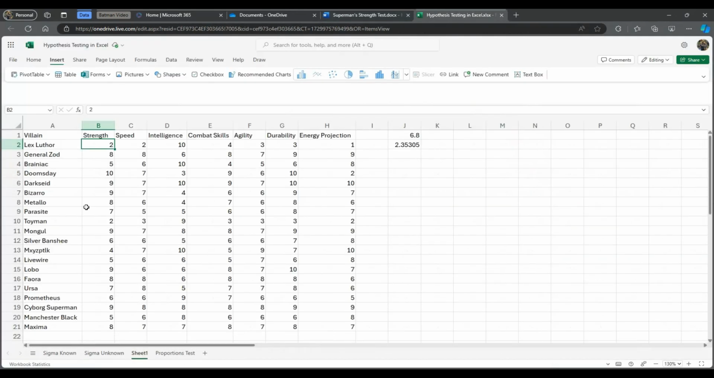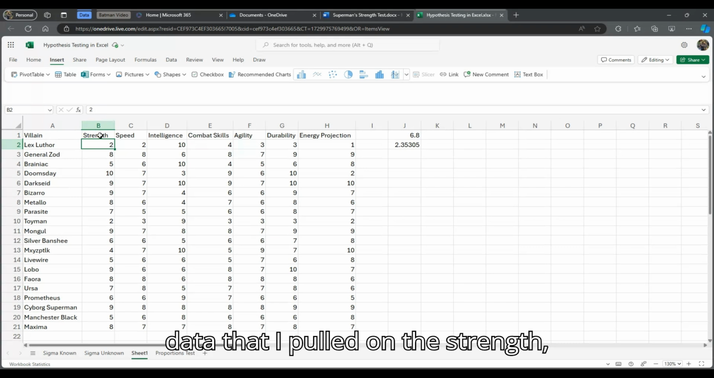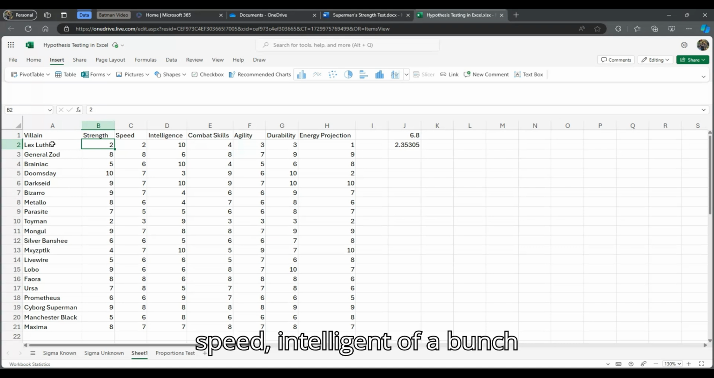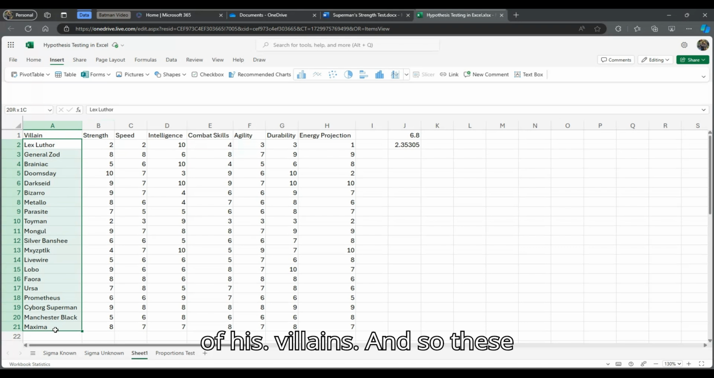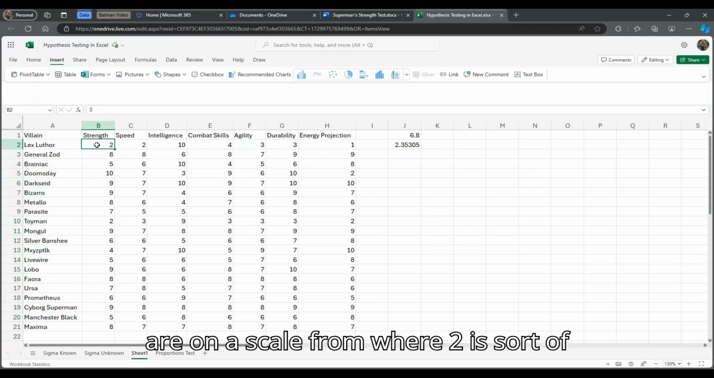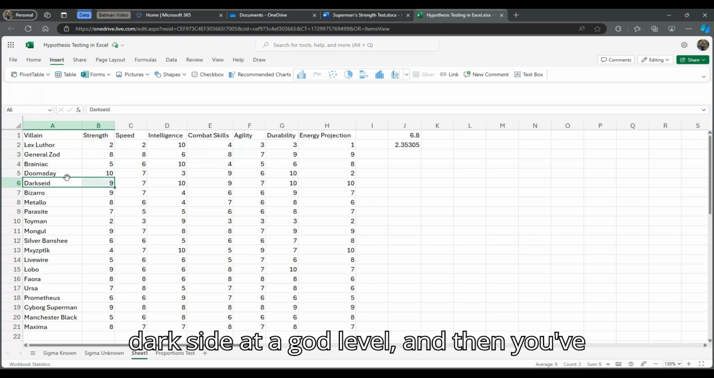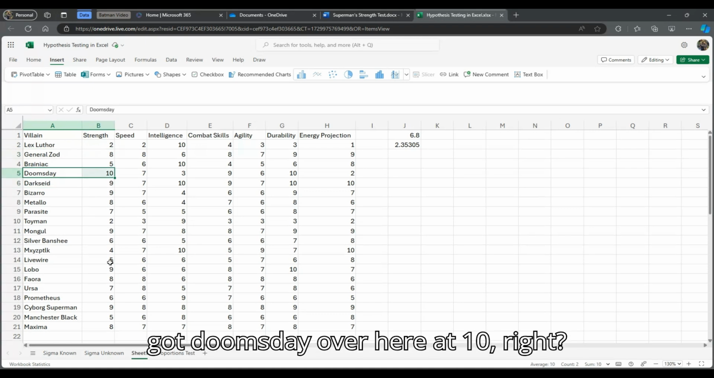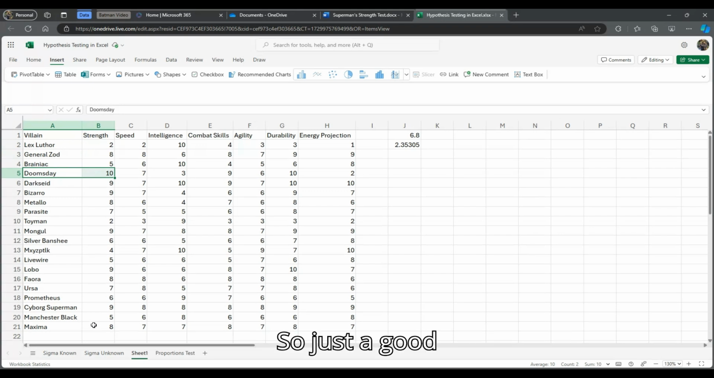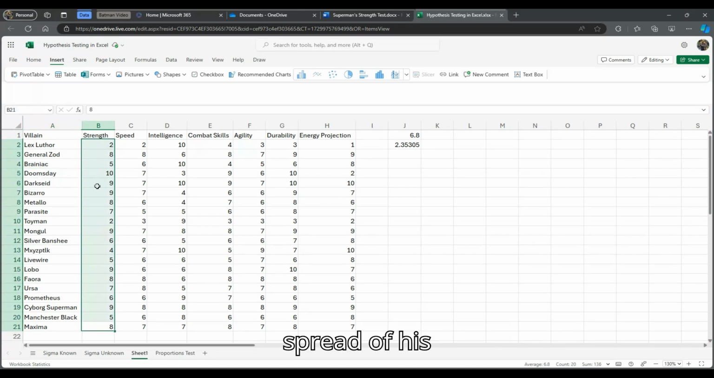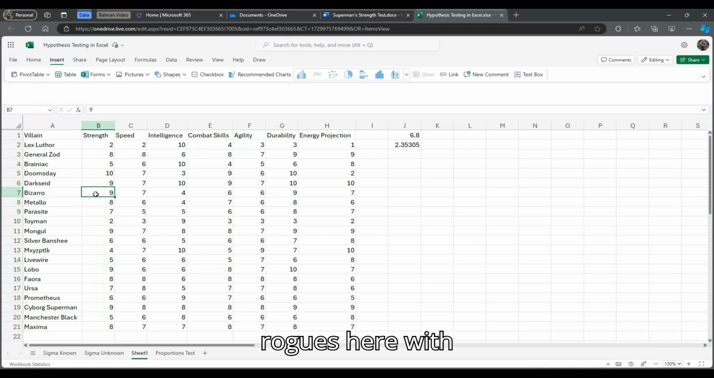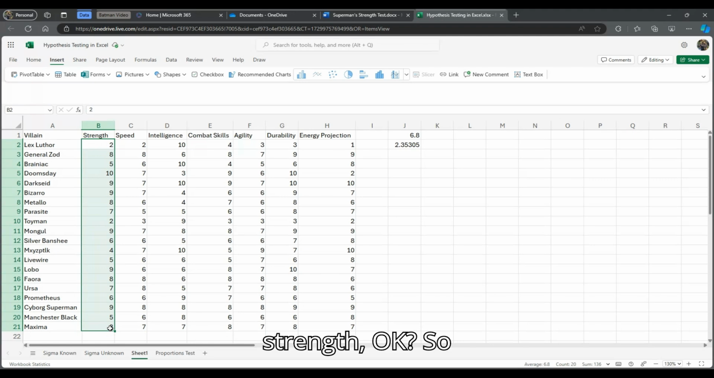So I have some data that I pulled on the strength, speed, intelligence of a bunch of his villains, and these are on a scale where 2 is sort of like human, 8 is more like Kryptonian, dark side at a god level, and then you've got Doomsday over here at 10, right? So just a good spread of his rogues here, with some context for the strength.